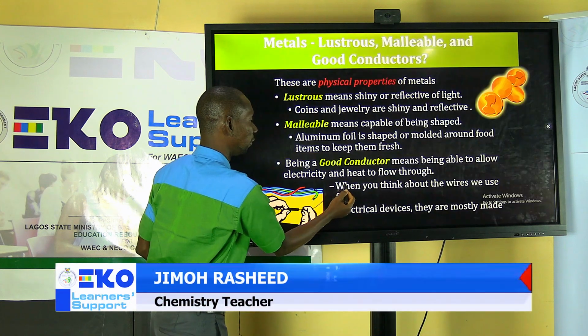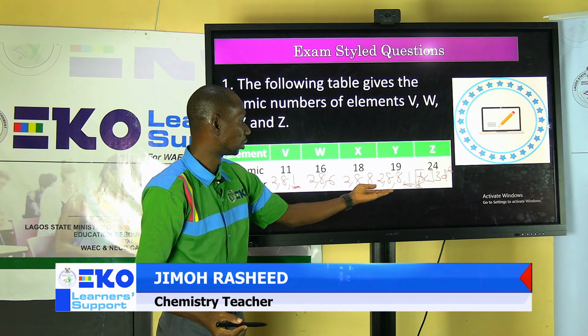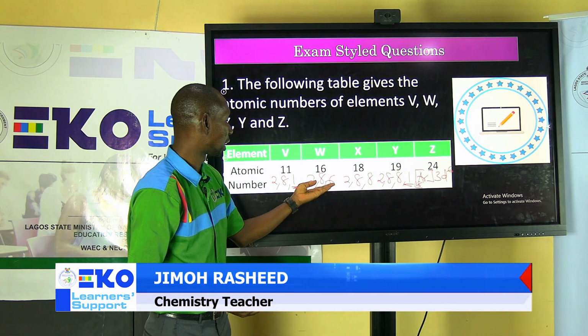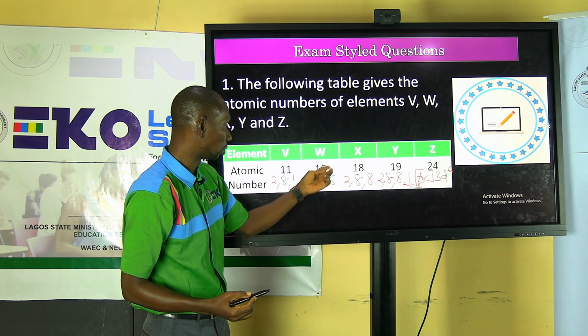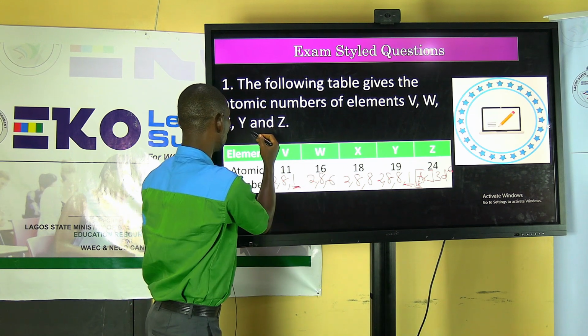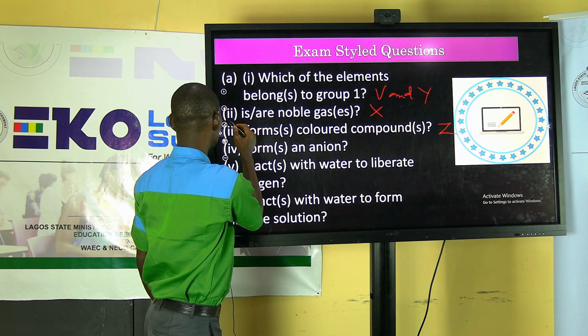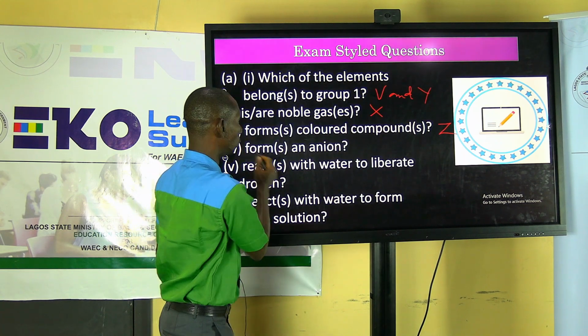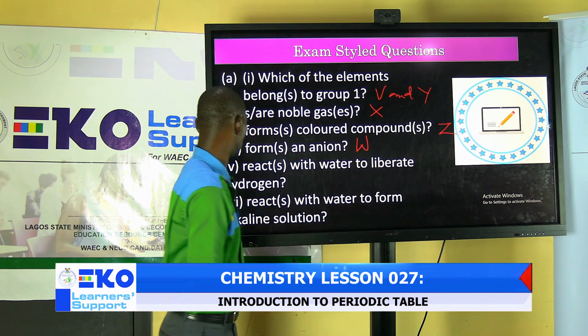Look at the others. They do not fulfill that condition. Okay? So, the element that is going to form an anion is what? Is W, because it needs to gain 2 more electrons. So, let's go and answer that. W. Which one will form? Just write it there. W.